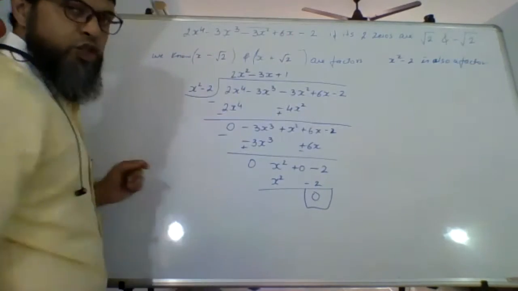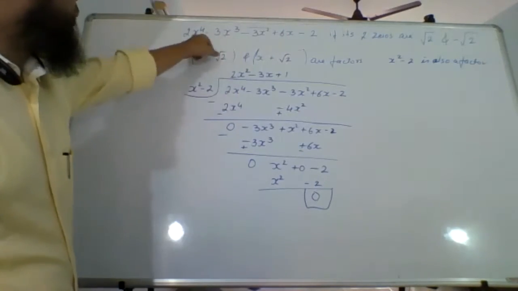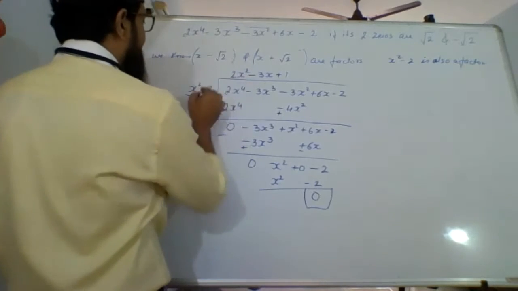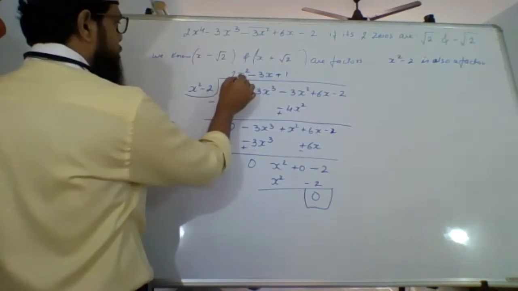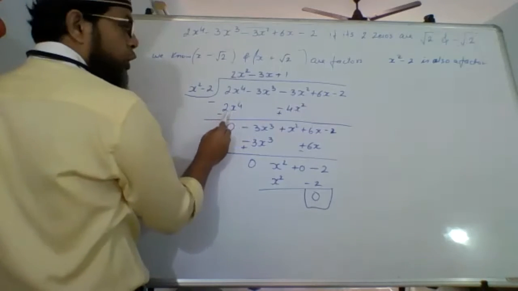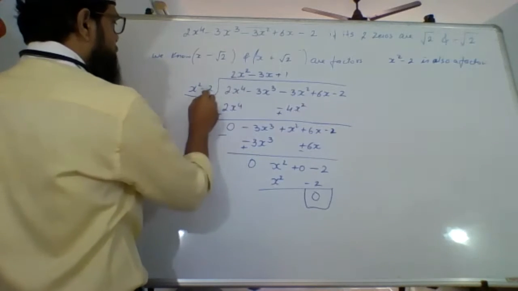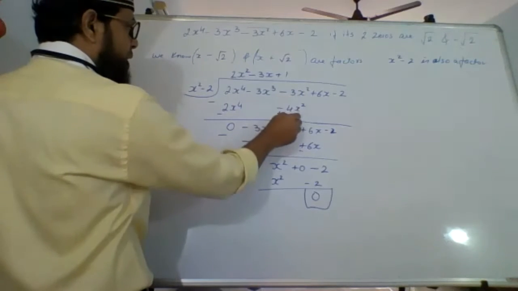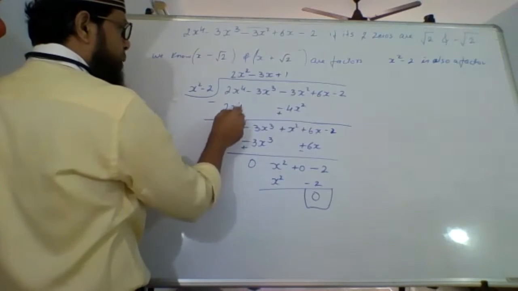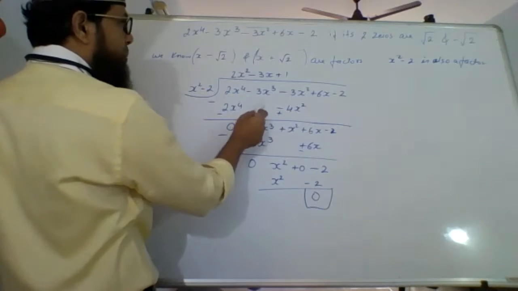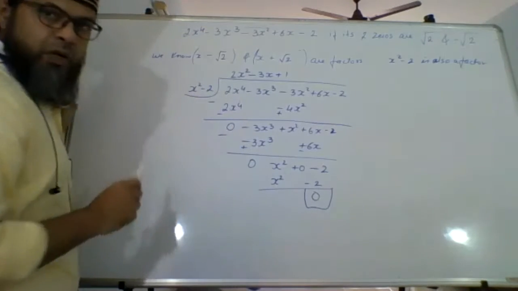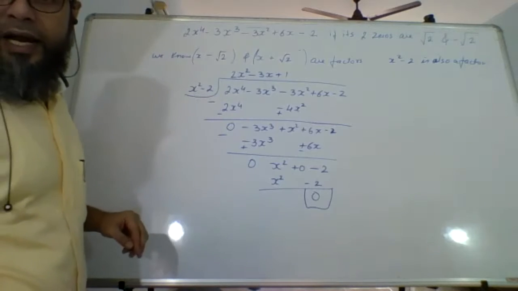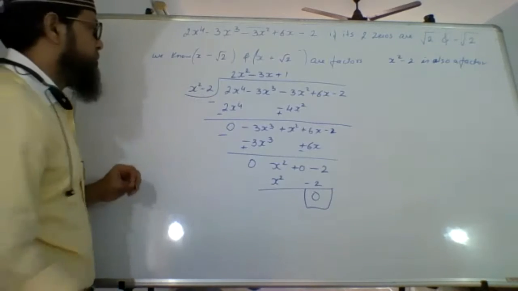So if x^2 minus 2 is a factor, divide the polynomial by x^2 minus 2. So I multiply by 2x^2. 2x^2 into x^2 gives me 2x^4, and 2x^2 into minus 2 gives me minus 4x^2. I write square term below square term, power 4 term below power 4 term. I don't write anything below the cube term because there is no cube term. I can add or subtract only like terms.